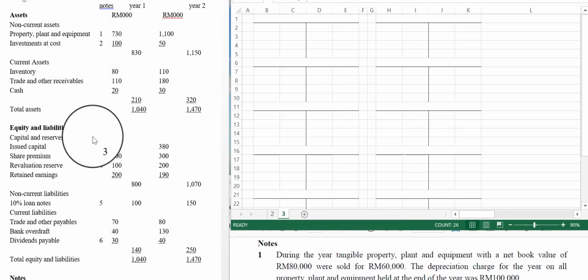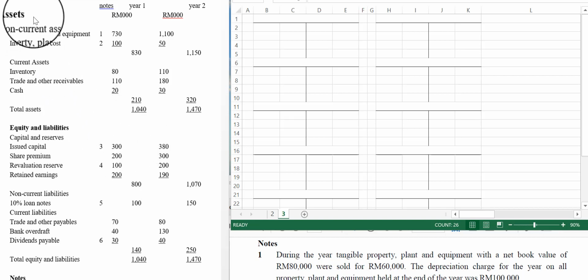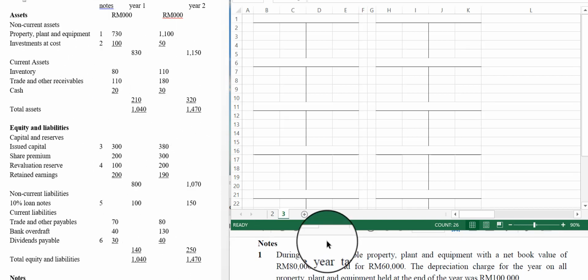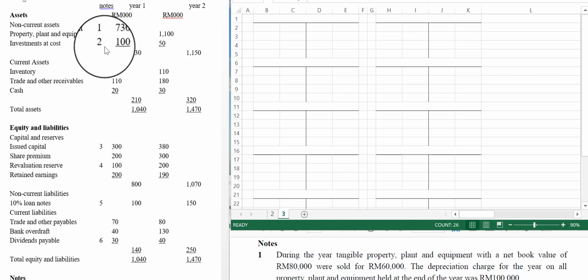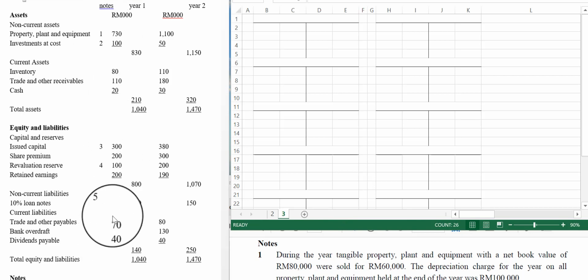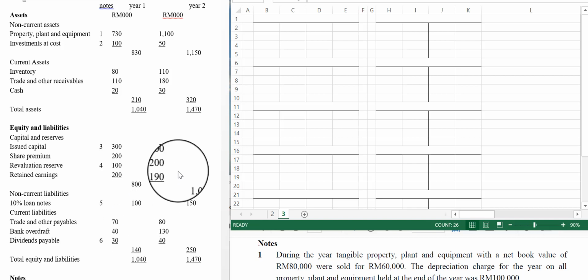Okay, now we come to question number 3. Same thing: whenever you want to start, you have to refer to the notes to accounts. Here you have 1, 2, 3, 4, 5, 6 notes to accounts. This will help you to do the T accounts.